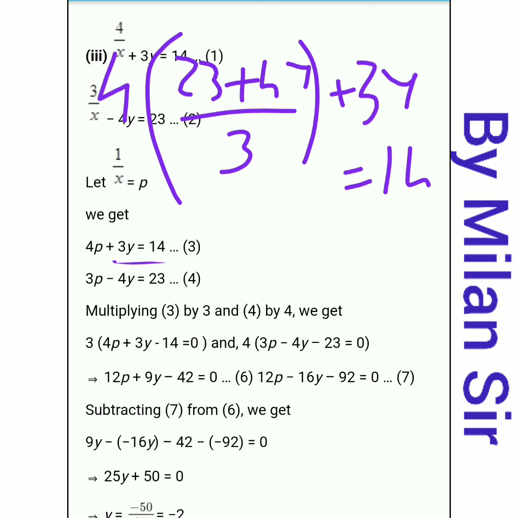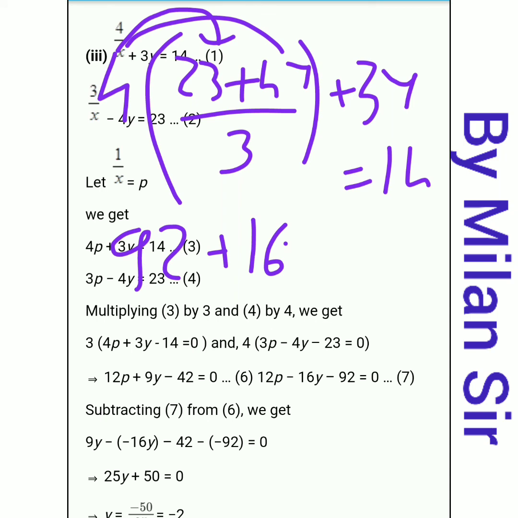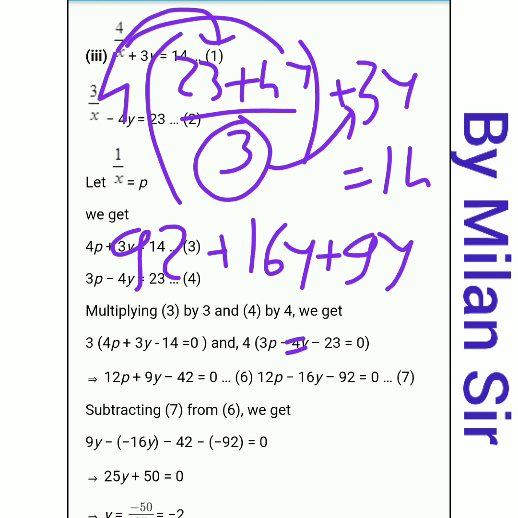Okay. Now we need to simplify it, so just multiply this 4 with this bracket. So 23 into 4, 4 3s are 12 and 92. Then 4 with 4y, so 4 4s are 16y, and we need to take LCM here. So this 3 is multiplied with 3y, so it becomes 9y, and we also take LCM on the right hand side too. So this 3 with 14, so 14 3s are 42, right? Here we are taking LCM on both sides, so we do not need to write the denominator.